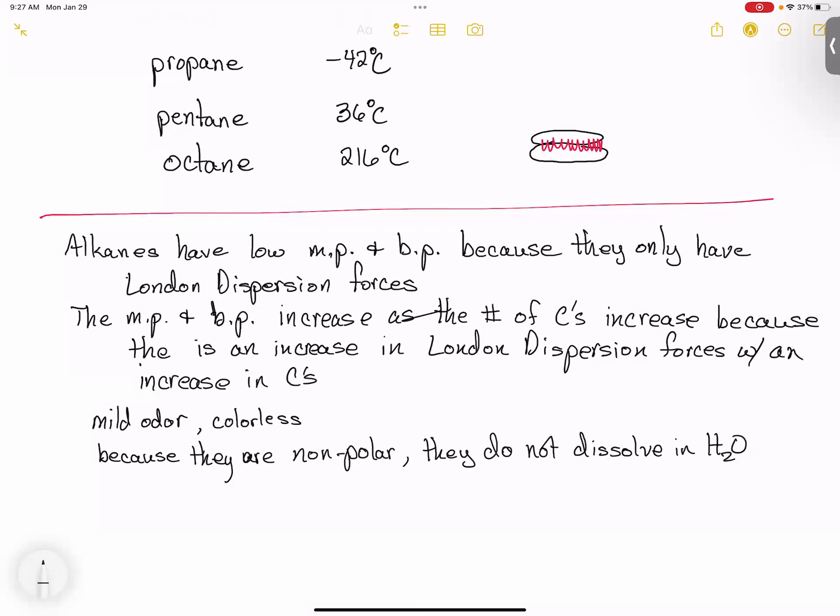In fact, if you've ever pumped gas and it was raining and a little bit spilled, you would notice a puddle on the top of the water because the two can't mix. Now, one important thing that we're about to talk about is they are flammable.